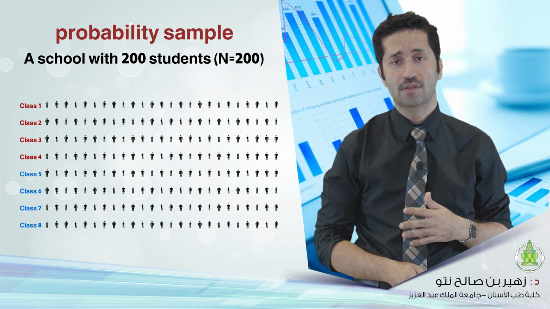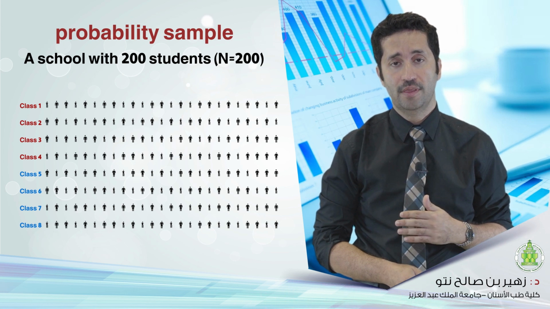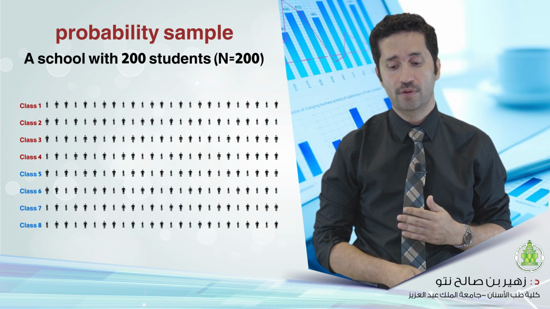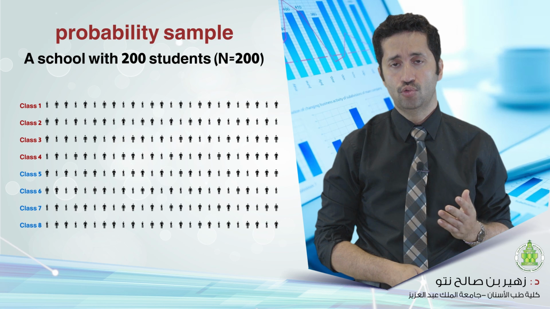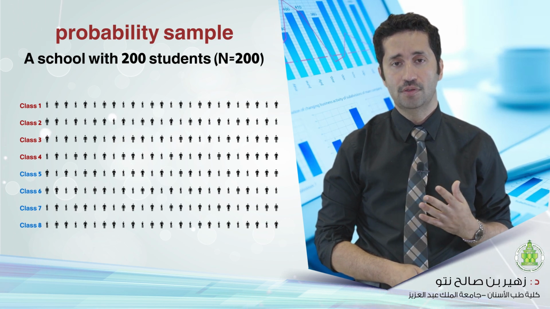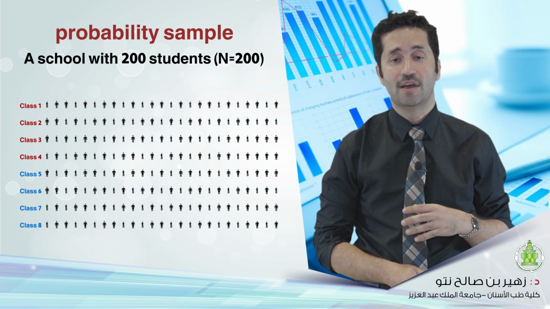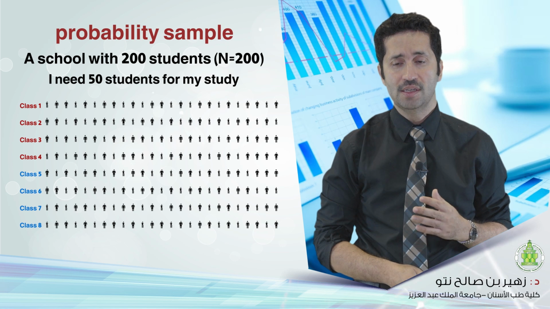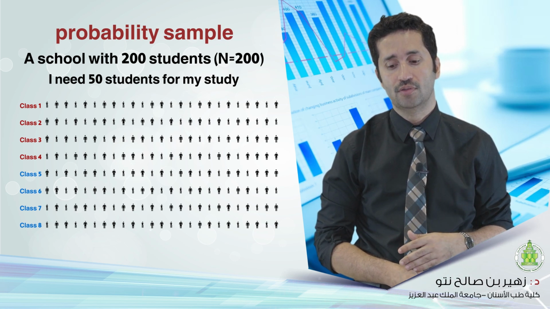So let's see the following example. Let's assume we have a school with 8 classes. From class 1 to 4 is for females, and from class 5 to 8 for males. And we have 200 students, and we want to take a sample from those students, and we want the sample to represent the whole school. Let's assume we need only 50 students out of the 200.